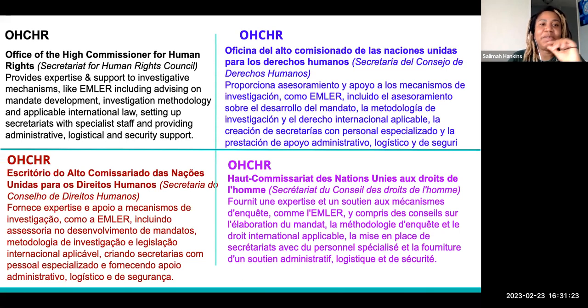The Commissioner's Office provides expertise and support to investigative mechanisms. I'm talking about this in terms of an investigative mechanism like EMLER, including advising on mandate development, investigation methodology, and applicable international law, setting up secretariats with specific specialist staff, and providing administrative, logistical, and security support.